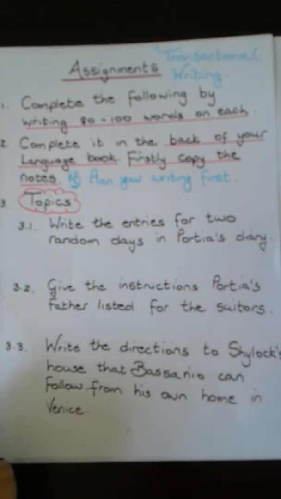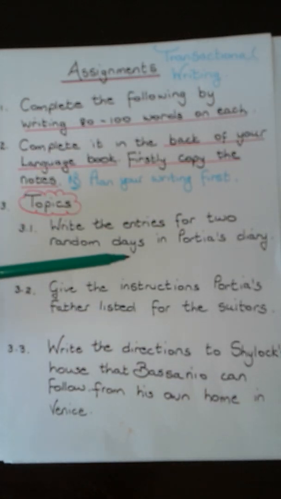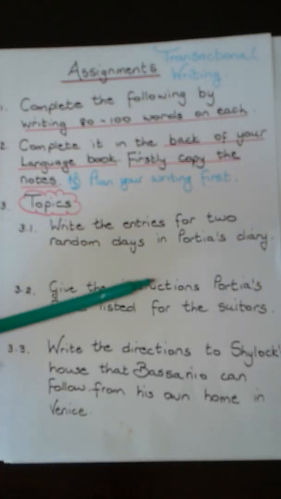You know who Portia is and that she's going to have suitors that she has to choose from and they have to choose a casket and so forth. But other stuff you can put in just for the sake of being creative, okay? But you can't change her handmaiden's name to Beauty, for example, if her name is Narissa, okay? I would like you to write the entries for 2 random days in Portia's diary. It could be the day that her father passes away and the day the first suitor arrives, for example.